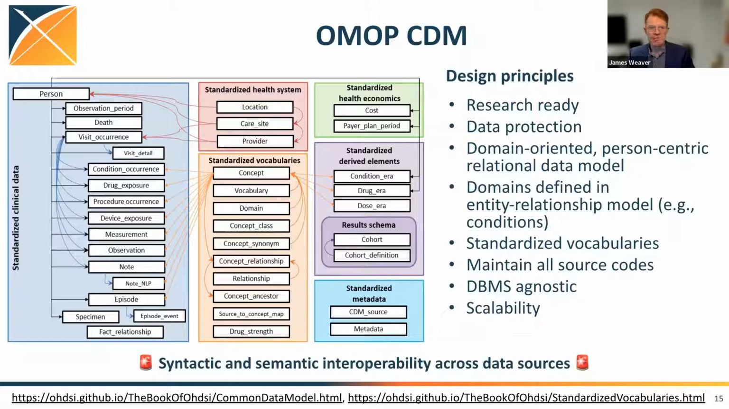The OMOP CDM standardizes the structure, that is the tables and fields, to represent varying data types used for analytic use cases in the real-world evidence community, namely characterization, prediction, and effect estimation. These use cases include pharmacovigilance, but also include comparative effectiveness, precision medicine, disease natural history, quality improvement, and health technology assessment.